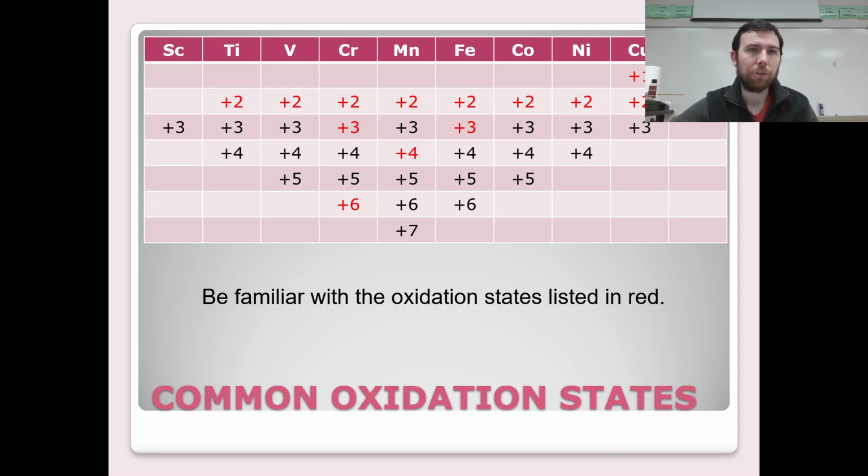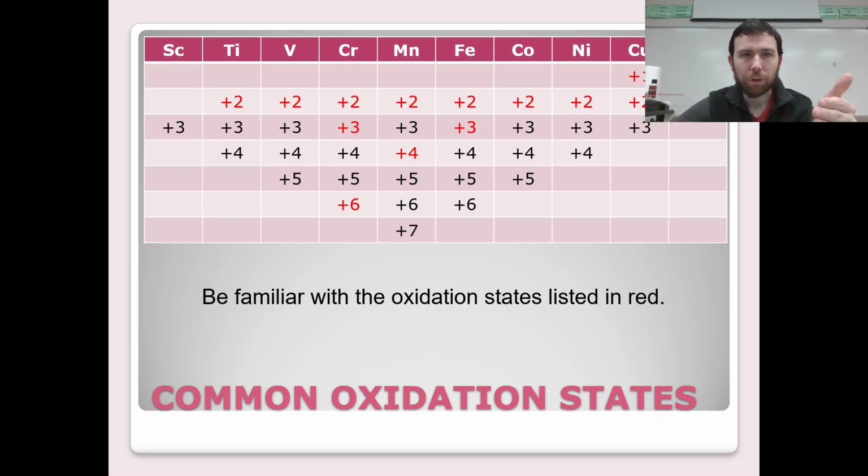Titanium, as we've seen, +2, +3, and +4. Vanadium goes from +2 to +5. Chromium +2 to +6. Manganese from +2 to +7. And then iron +2 to +6. Cobalt +2 to +5. Nickel +2 to +4. Copper, you got 1 through 3. And zinc +2. And an interesting pattern, which we're going to talk about here.